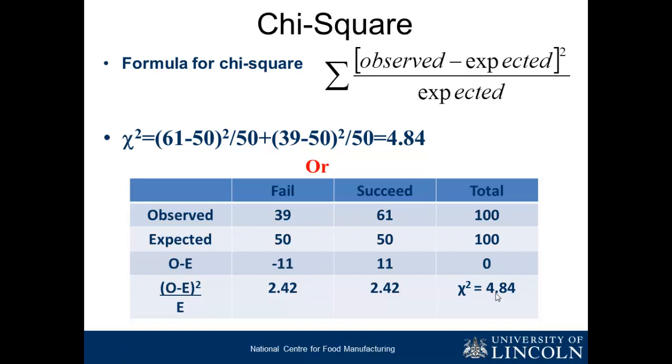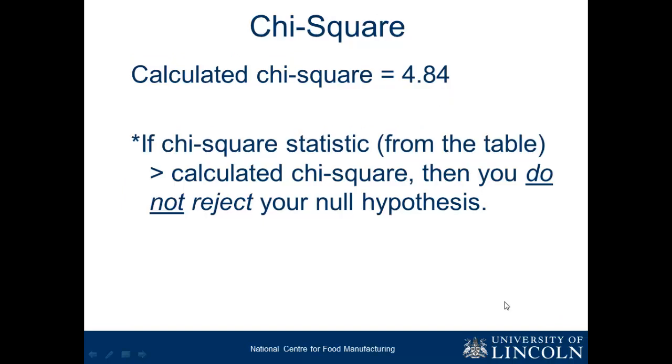The next thing we will do, which is similar to the t-test, is to go and look at the chi-square statistics in the table. So don't forget our chi-square: we have the calculated chi-square to be 4.84. Now, this is something you need to remember, which is very similar to the t-test. If the chi-square statistic, that is the value from the table, is greater than the calculated chi-square, then you do not reject your null hypothesis. This is similar to what I've explained before.